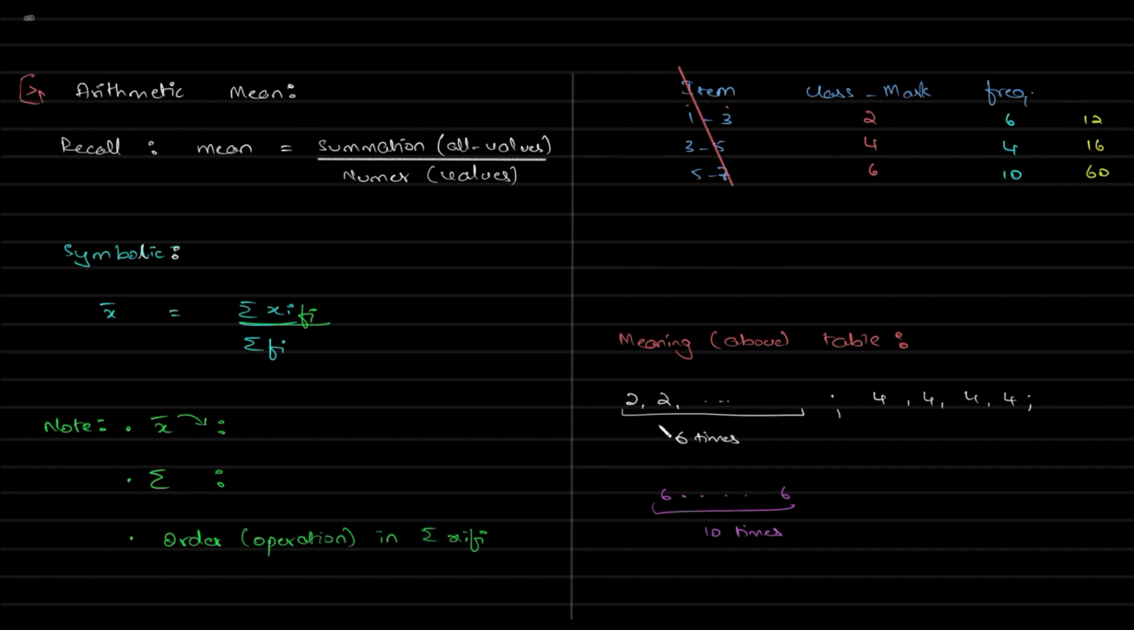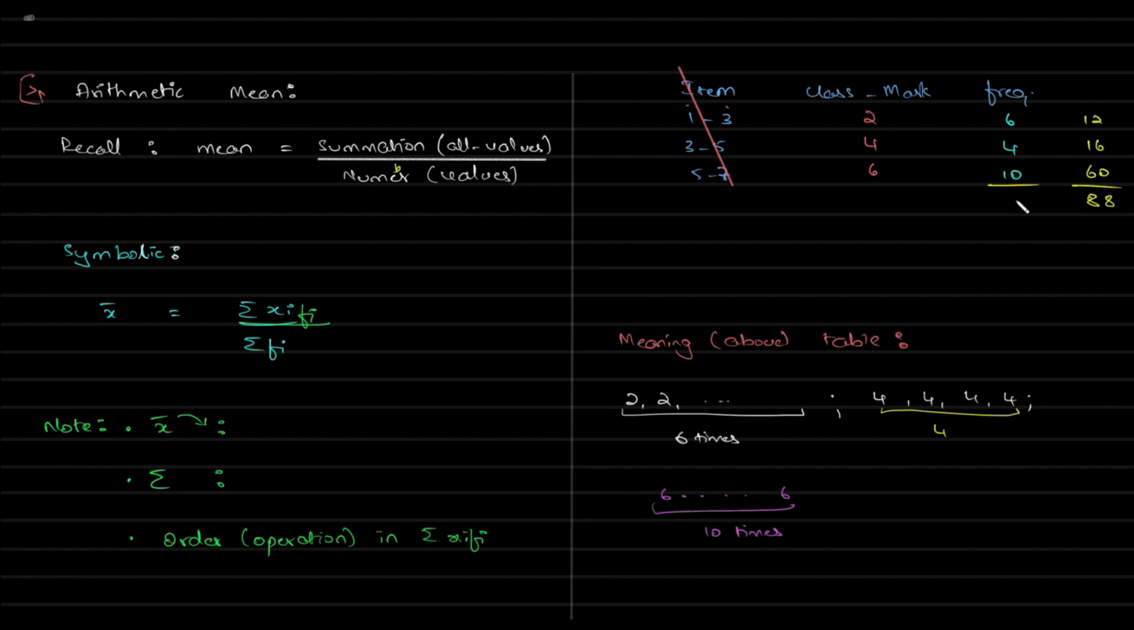These are the sums for this set of numbers, right? We need the sum of all of it. So let's add all of it. This will be 88. Then we're looking at dividing by the number of values. How many values are there? Well, they're basically 6 and 4 and 10. So 6 plus 4 plus 10 is 20.